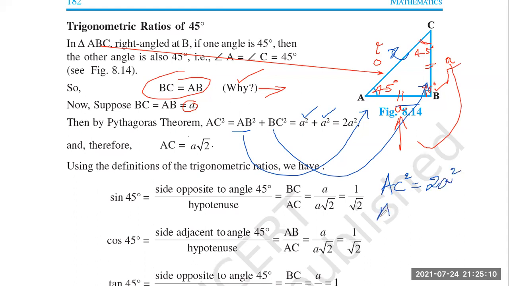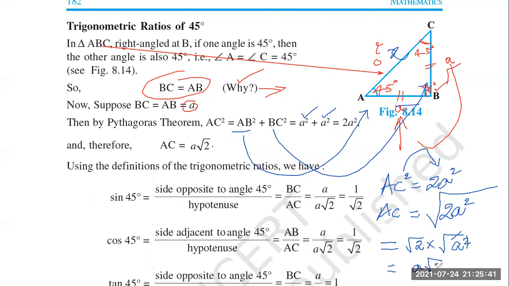But we need only AC, which is opposite the hypotenuse. So this square goes to the other side and it becomes square root. So it is root of 2A square. Now the square root can be separated for 2 as well as for A square. We write it as root 2 into square root of A square. We know that square and root always get cancelled. So what is left now here? A into root 2, or root 2A we can say. So here in place of x you can write root 2 into A. This is the value of AC.